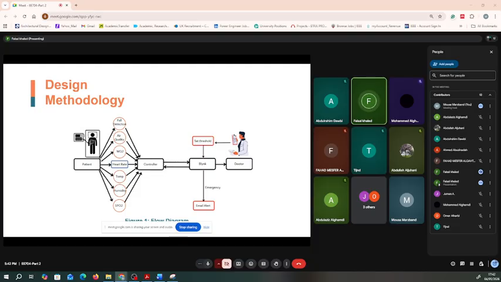That's the design methodology. As you can see now here, that's the diagram.